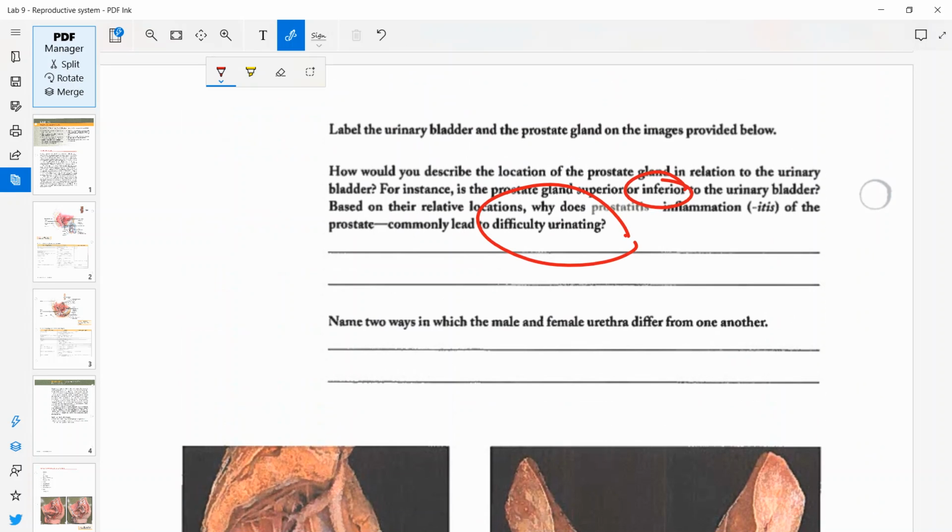So two ways male and female urethra are different from one another. Female urethra is much shorter. That's one. And number two, female urethra and female reproductive organ, vagina, are two separate organs, while in males, urethra serves both for urination and for reproductive function, ejaculation.